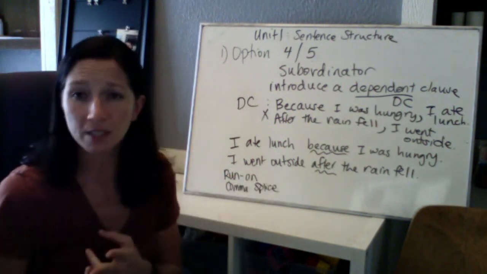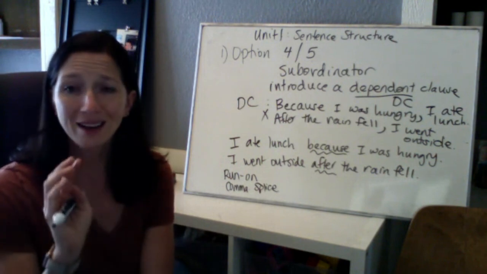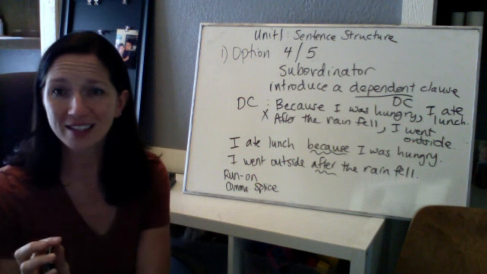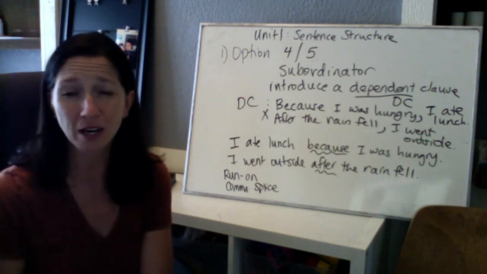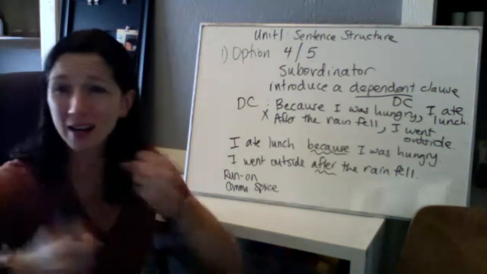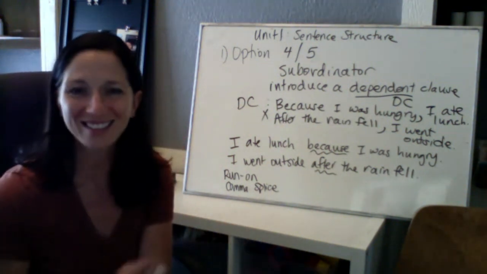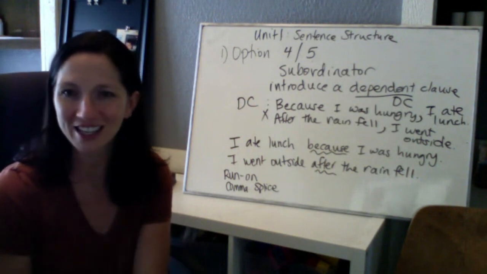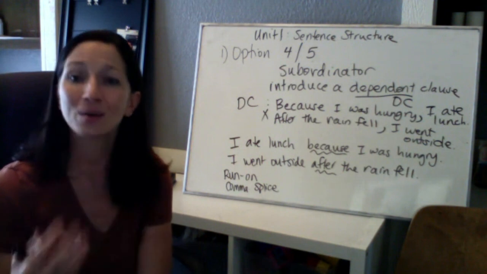Run on and comma splice, very common errors, is when we have lots and lots of clauses connected by commas with no coordinator or subordinator, just running on and on. We are going to stop doing this, not have these errors in our sentences anymore. We'll talk on Tuesday more about correcting those, and we'll do a little practice.